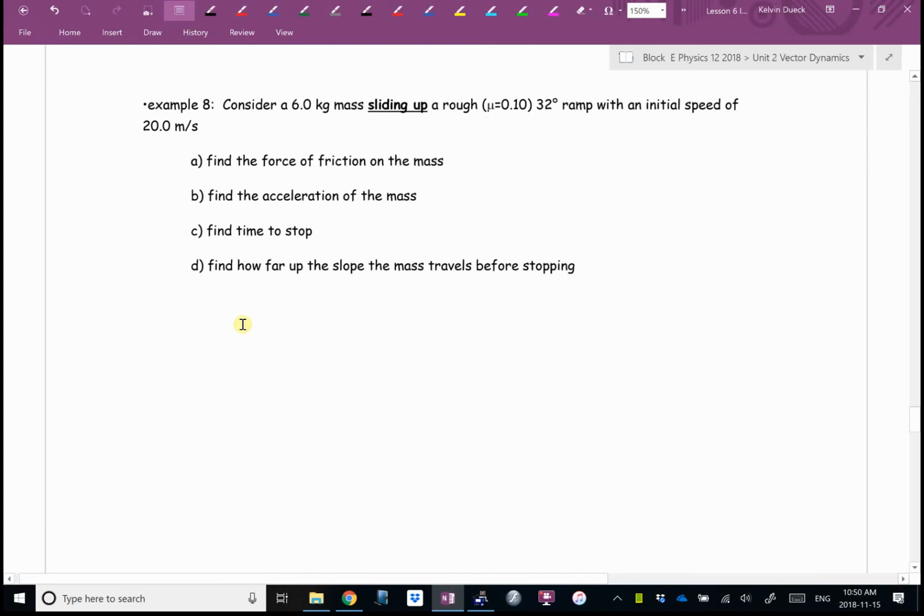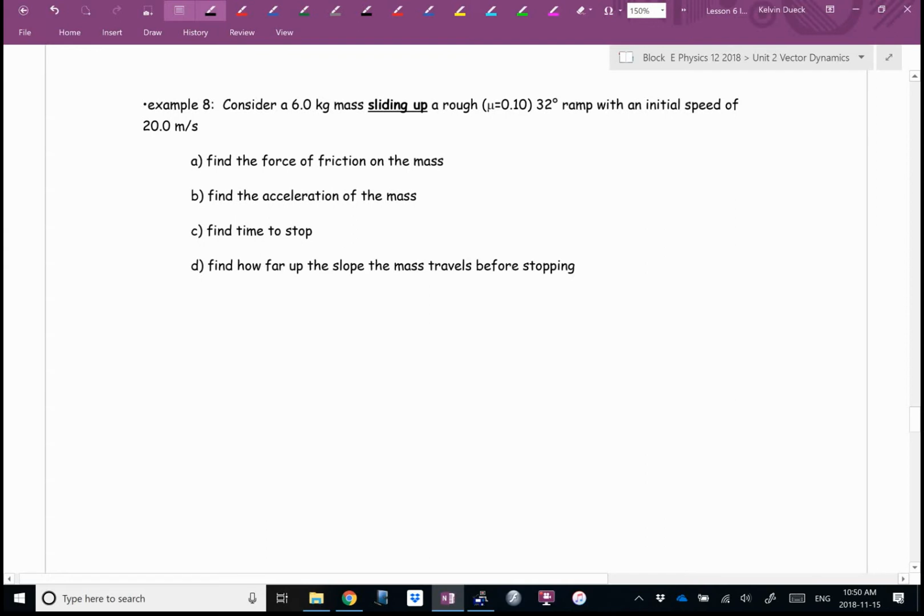I like example 8. So consider a mass sliding up. How can it be sliding up? I guess somebody gave it a big push, and it kept going up for a little while. It's going to come to a stop, clearly, but it's sliding up. A rough ramp, there's some friction, 32-degree ramp.